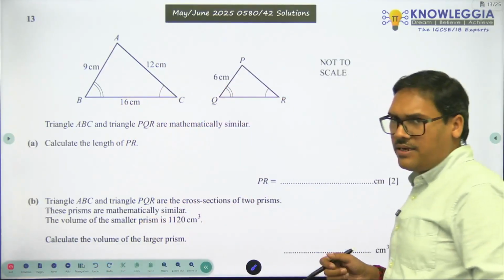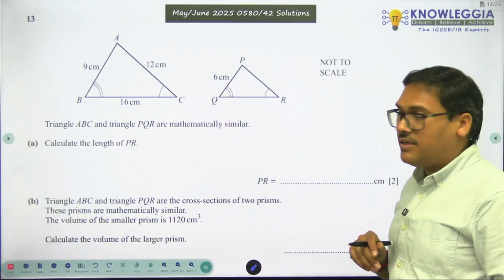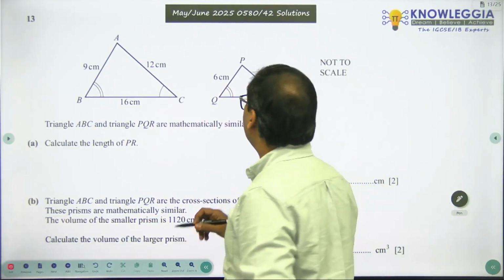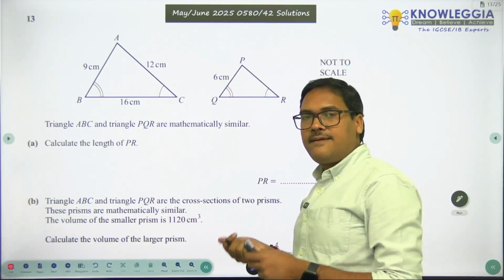Okay. Next question on similarity. The triangle ABC and triangle PQR are mathematically similar. Calculate the length of PR. If two triangles are similar, their corresponding sides are in proportion.